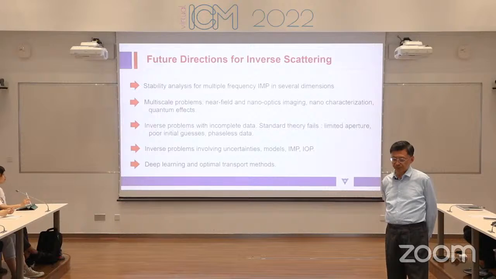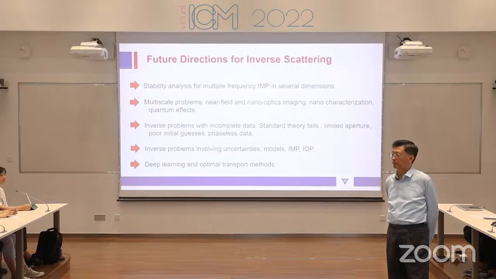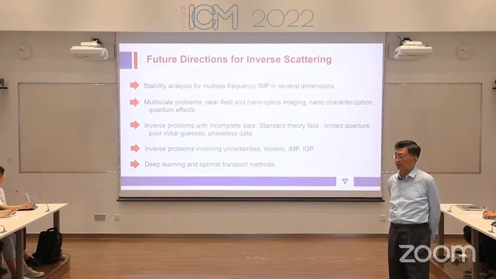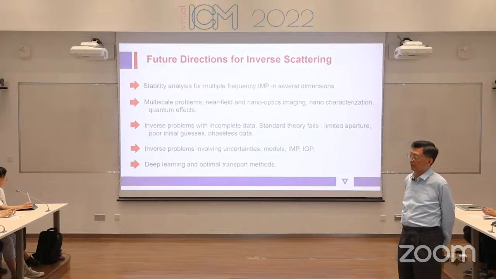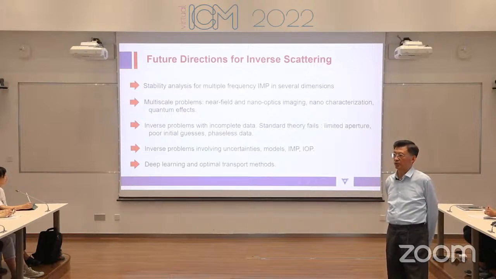That presents a nice challenge. The next direction for future study is about inverse problems involving uncertainties, especially inverse medium problems and inverse obstacle problems, where the solution depends on the medium nonlinearly. In the case of obstacle problems, the solution depends on the obstacle nonlinearly. So if you have uncertainties in the medium or the surface, the problem becomes extremely hard. We don't have the machinery to study this type of problem systematically yet.